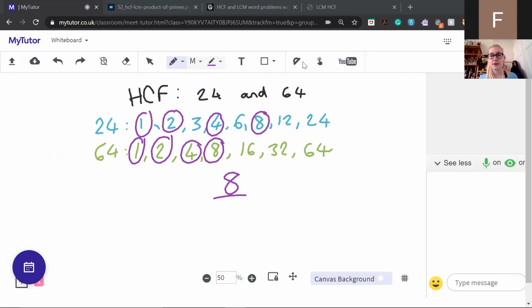Someone said, are there two 8s? Kind of, because it's 8 times 8, but we only write it once. We just write the number if it divides into 64.